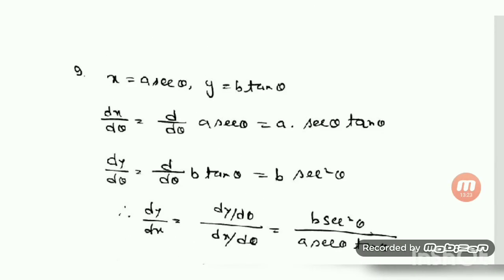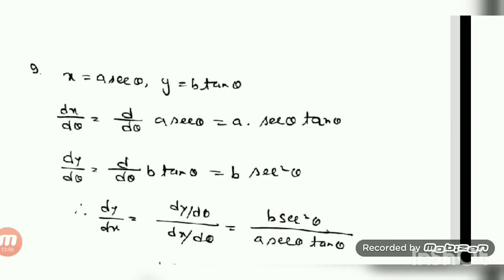Now question number 9. x equal to a sec theta, y equal to b tan theta. The parameter is theta, so take the derivative with respect to theta, which is equal to d/dθ of x, that is d/dθ of a sec theta, which is a times the derivative of sec theta, sec theta tan theta. Here b is constant, comes out, d/dθ of tan theta is equal to sec square theta. So dy/dx equal to dy/dθ by dx/dθ. This is known to you now. Put the values: b sec square theta by a sec theta into tan theta.